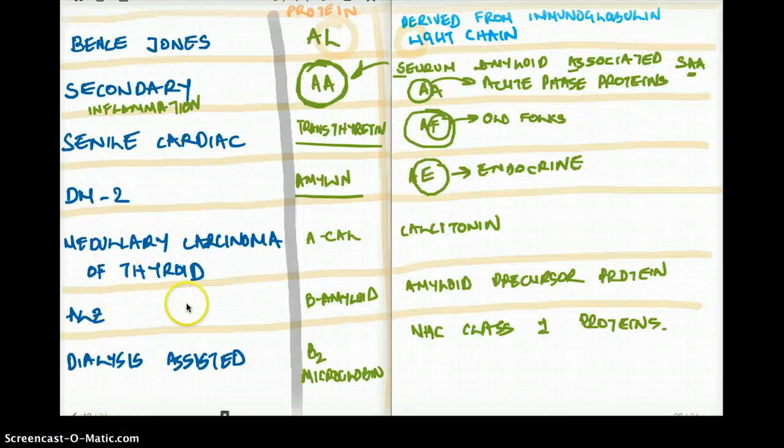So the next one is our medullary carcinoma of the thyroid, and that amyloidosis is due to deposition of ACAL, which is coming from calcitonin. Alzheimer's is deposition of beta amyloid, which is coming from amyloid precursor protein, or APP, and dialysis associated is deposition of beta 2 microglobulin, which is derived from MHC class 1 proteins.